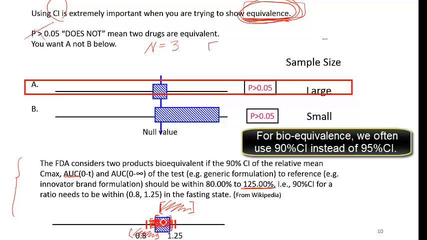In order to do that, you do have to have a sample size large enough to have a narrower confidence interval. And when the mean difference is closer to 0, you have more chance to have this interval fall right within this margin. So an equivalence study can require a larger sample size.